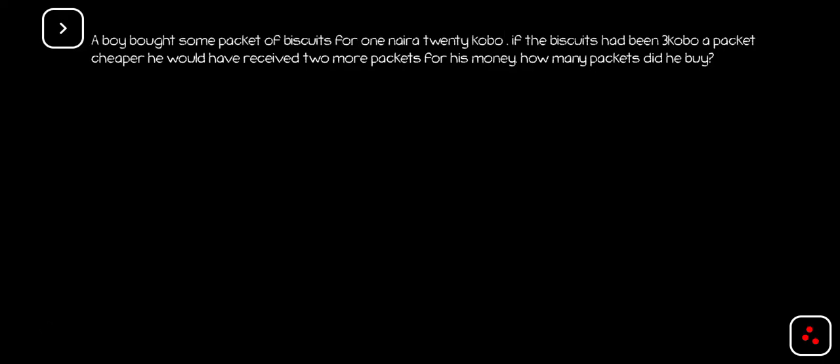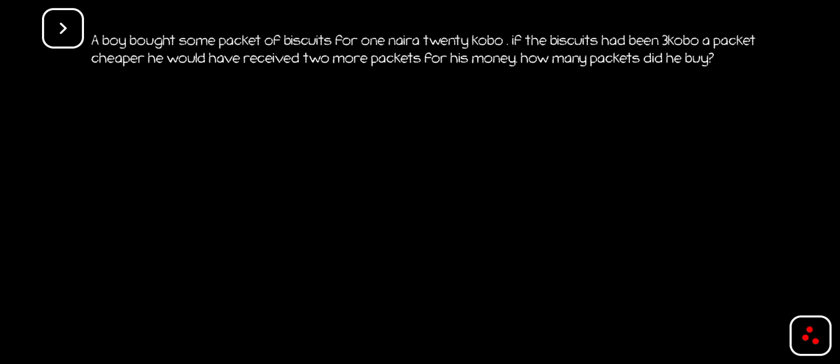Now, this is a word problem question that has been giving a lot of people a tough time, but this is a solution to the question. It says a boy bought some packets of biscuits for 1 naira 20 kobo. If the biscuits had been 3 kobo a packet cheaper, he would have received two more packets for his money. How many packets did he buy?